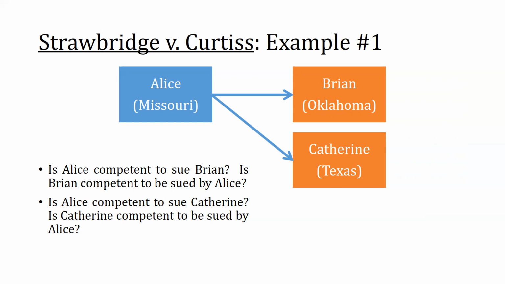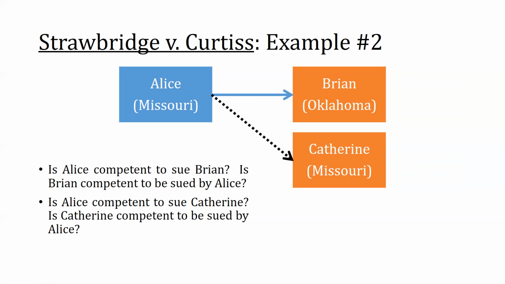Similarly, now we turn to the Alice versus Catherine dispute. Just Alice versus Catherine. Although Brian and Catherine are both co-defendants, we look at each set of parties, each combination, Alice versus Brian, and then Alice versus Catherine in isolation. Is Alice competent to sue Catherine? And is Catherine competent to be sued by Alice? Again, yes. A Missouri citizen and a Texas citizen getting into a legal dispute is okay. That will be within the competency of the court.